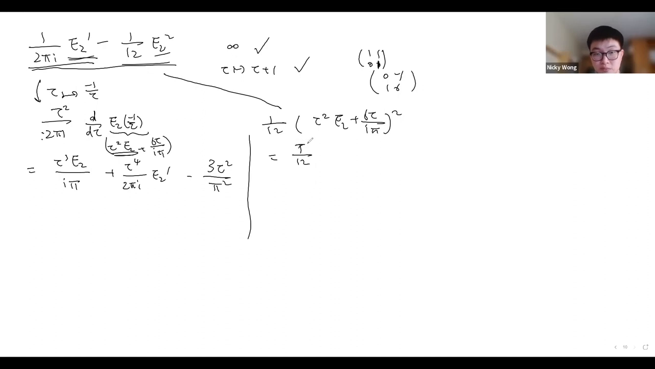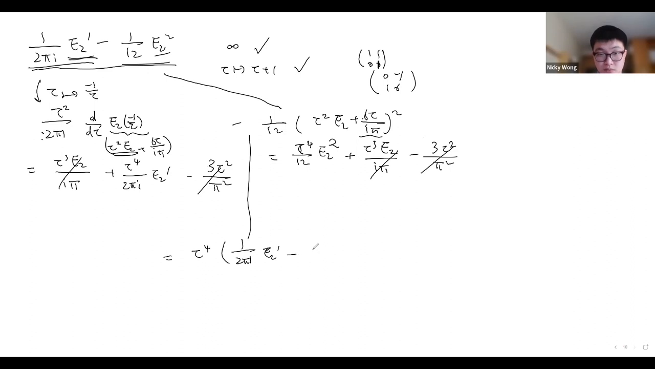Again, the first term, relatively simple. The second term, we get six times two and then tau cubed. So six times two, first of all, that cancels out the 12. And then tau squared times tau, that's tau cubed E2 divided by I pi. And finally, that's six tau divided by I pi all squared. That's 36 divided by 12. That's three. And then I pi all squared is minus three tau squared pi squared. And we are taking a difference between them. So that cancels. That cancels. So the difference is tau to the four, 2 pi I E2 prime minus 12 of E2 squared, but that's exactly this.